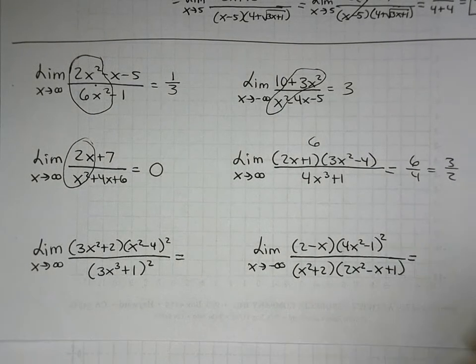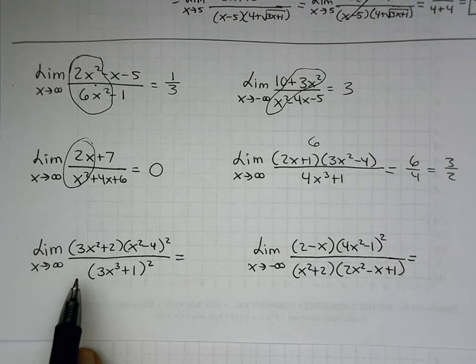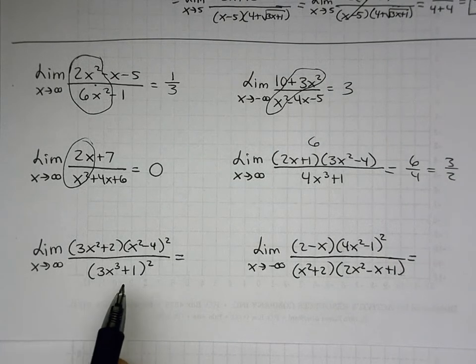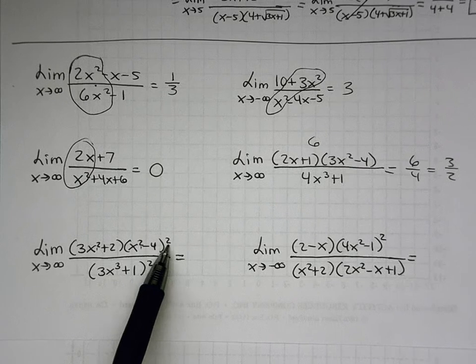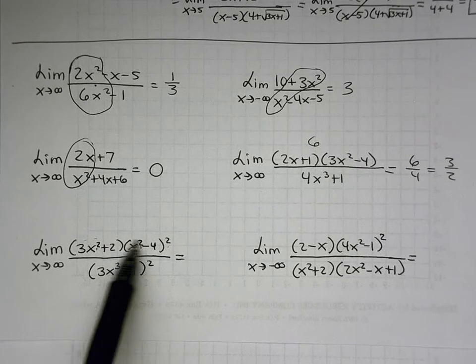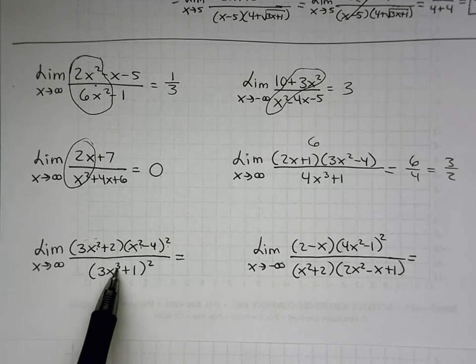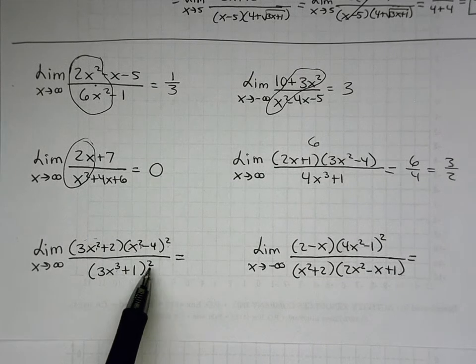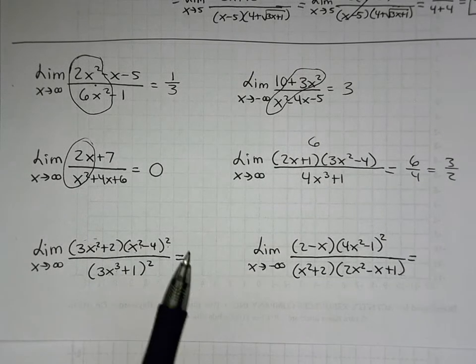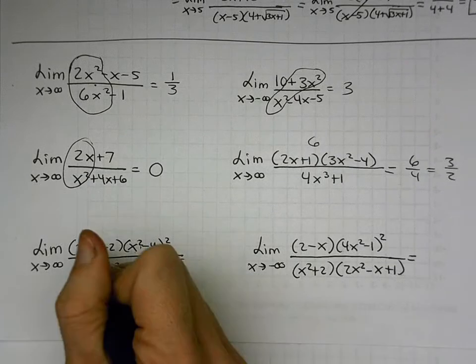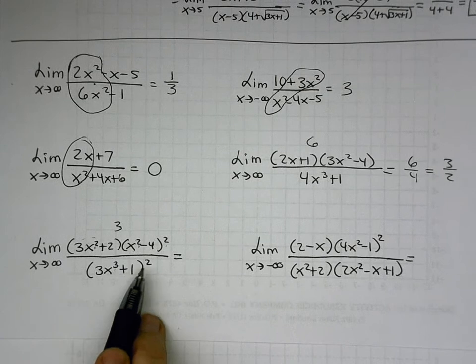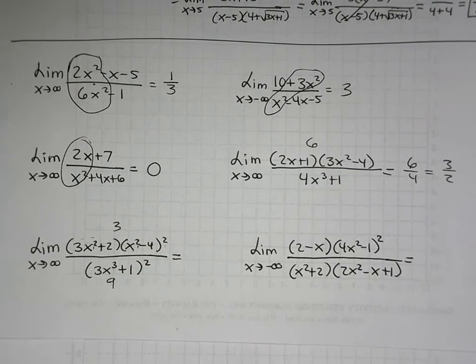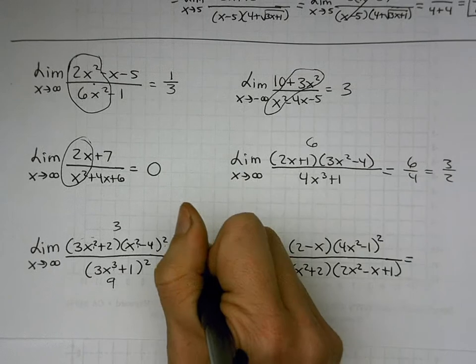Okay. Next one, top heavy, bottom heavy, equal heavy. Okay, well this one here is equal heavy. We have a degree of 2, 2, and another 2, because that one's squared, so this is a degree of 6. And down here we have a degree of 3, and another 3, because of that squared, so it's a degree of 6. So equal heavy, up top here we have 3, 1, and 1, which makes 3, over 3 and 3, which is 9, and 3 over 3 is 1/3.